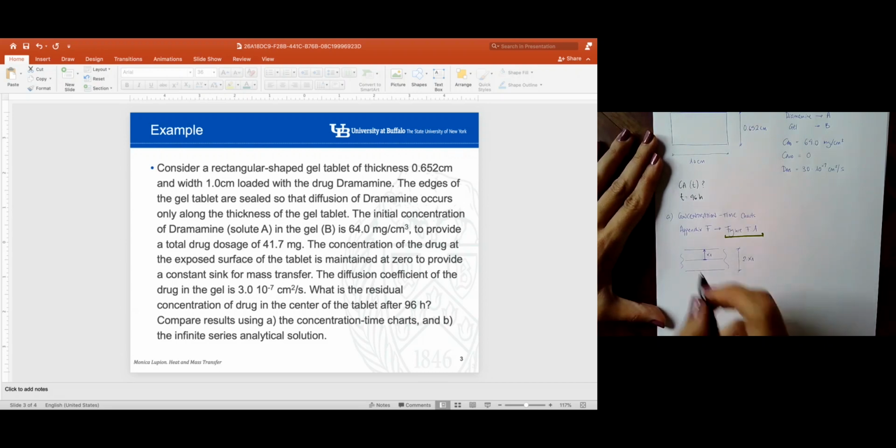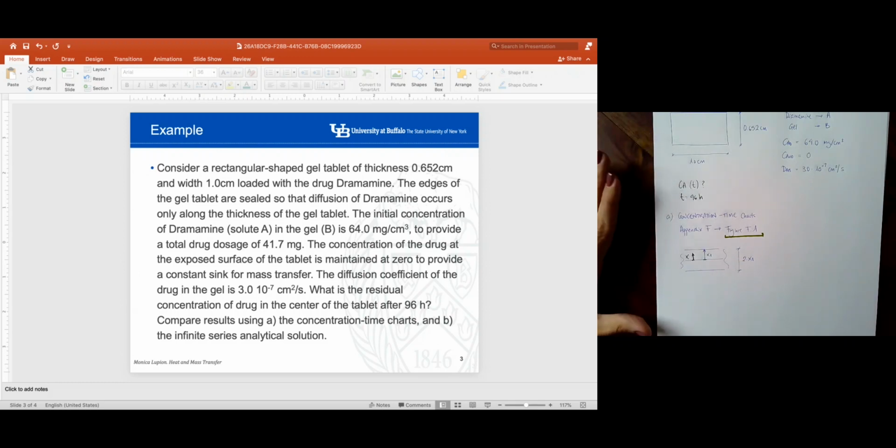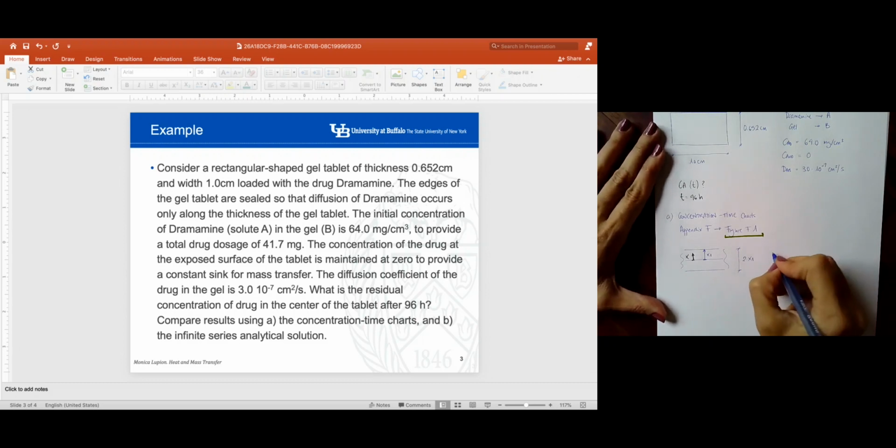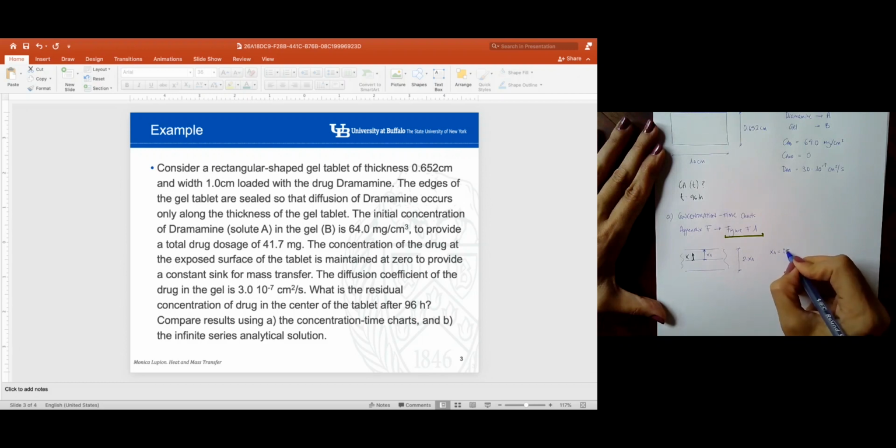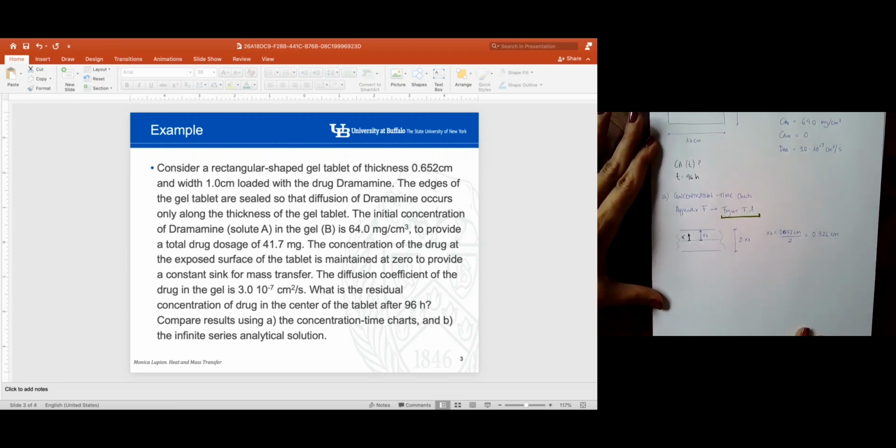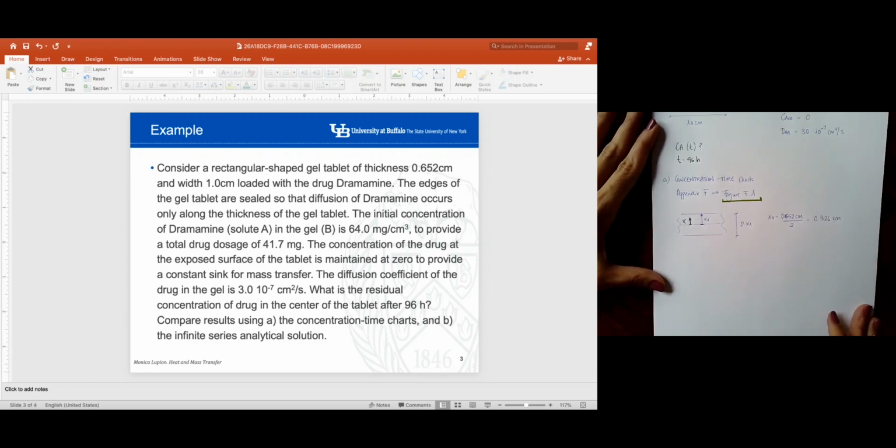And therefore, x is here defined as the distance from the center to the particular position where we need to determine the concentration after a certain amount of time. So x1 is half of the thickness. In this case, x1 will be equal to 0.652 centimeters, which is the thickness, over 2. This is equal to 0.326 centimeters. Okay, so now we have a clear value of the element x1 that we're going to need to define the different parameters that we're going to use in the concentration time charts.